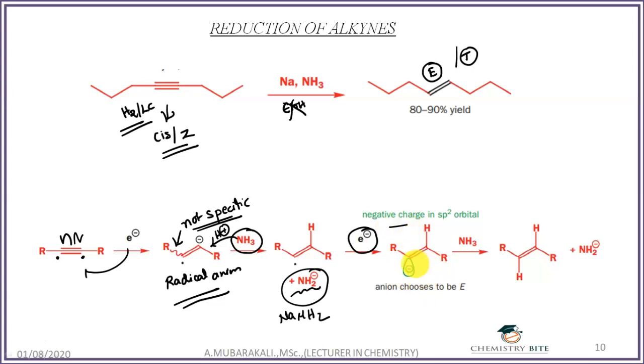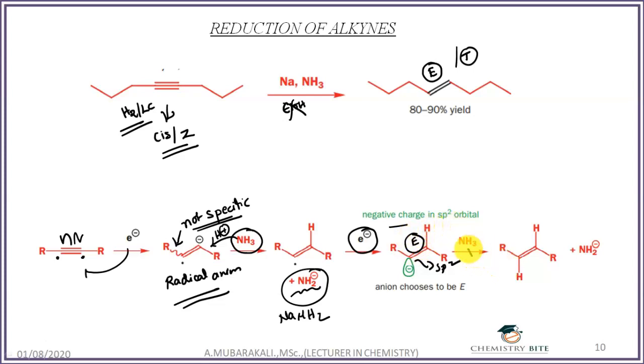So the negative charge is present on the sp2 carbon atom. The vinyl anions are geometrically unstable and choose the E geometry. If the vinyl anion tries to take the Z geometry, it is a highly unstable anion. So what will this vinyl radical do? The vinyl radical will get stabilized in the E geometry.